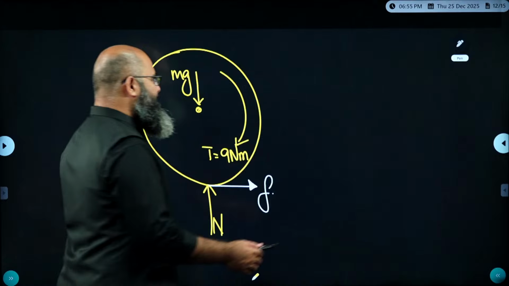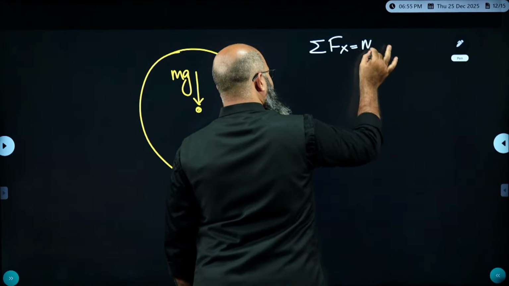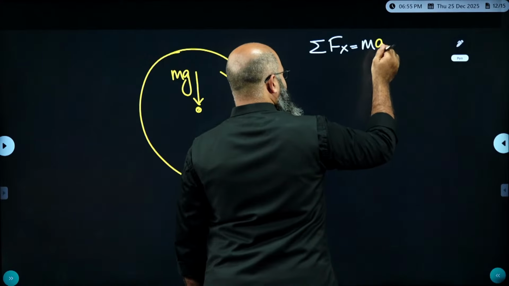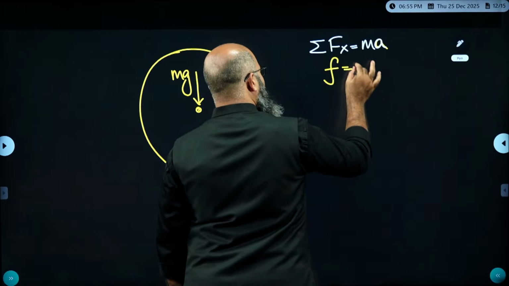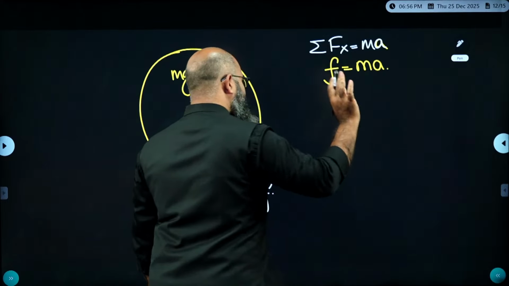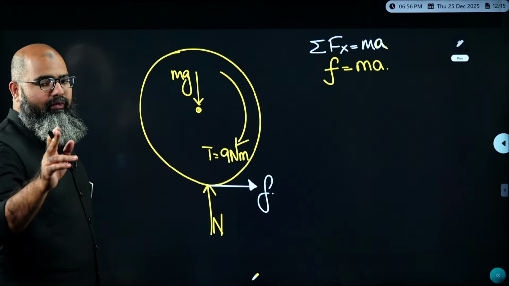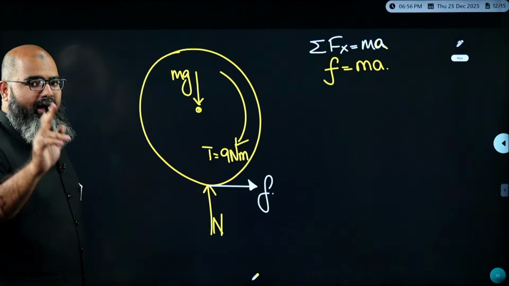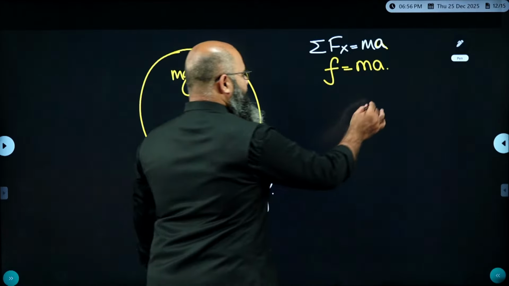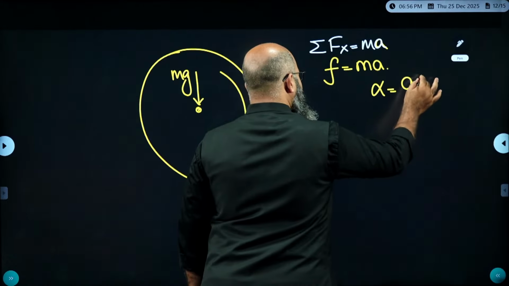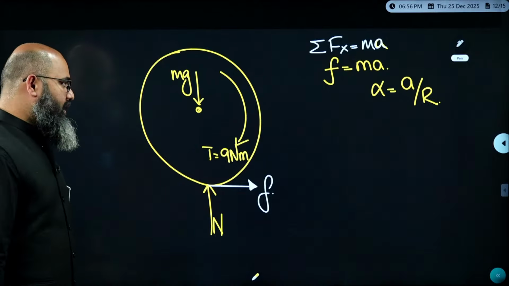Now I can say over here summation of Fx is equal to ma. That means friction force is equal to ma. One more thing, whenever rolling without slip is taking place, I have taught you this thing, the value of velocity is equal to r omega and acceleration is equal to r alpha. So bear in mind the value of alpha is equal to a by r. This is true as long as we are having rolling without slip taking place.